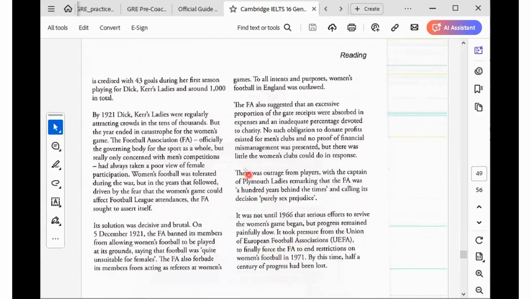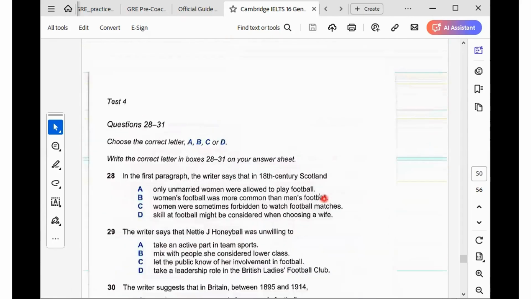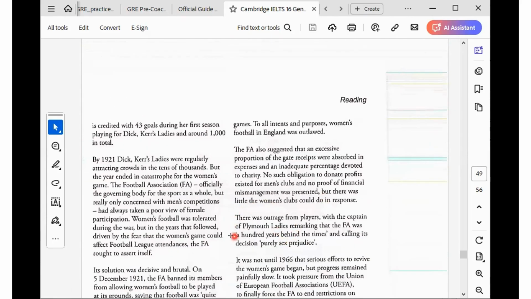Let's go back. There was outrage from players, with the captain of Plymouth Ladies remarking that the FA was 100 years behind the times and calling its decision purely sex prejudice. Sex prejudice. How many words? One word only. So what word are we going to use, everybody? Type the answer. Let me see who is following me. Our answer is in this place. Let me highlight it. Our answer is here.